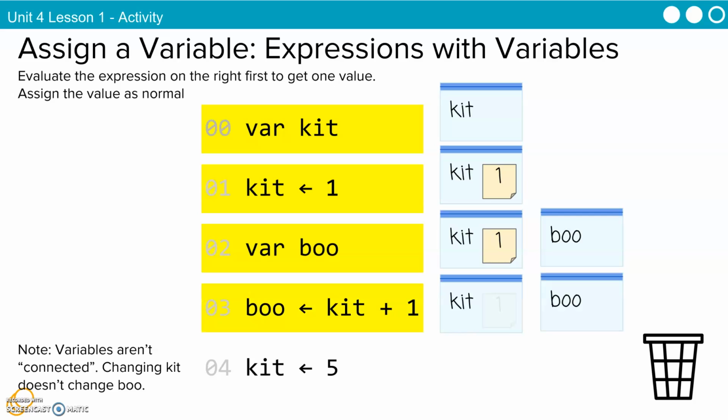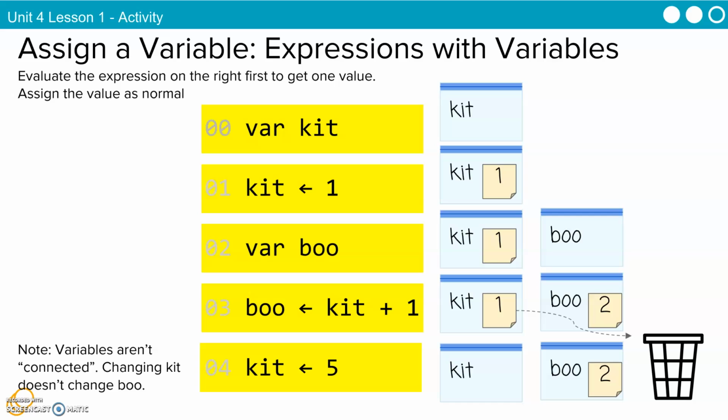But we say, oh, well, boo is just going to be kit plus 1. So whatever was in kit, which is 1 right now, we take and add 1 to that. Okay, boo now has 2 in it, but kit still has 1. And then later we can come back and say on our last line, oh, well, kit has the value 5, so it'll replace the 1, throw out the 1 that was in kit, but the value of boo doesn't change. It just stays as 2.